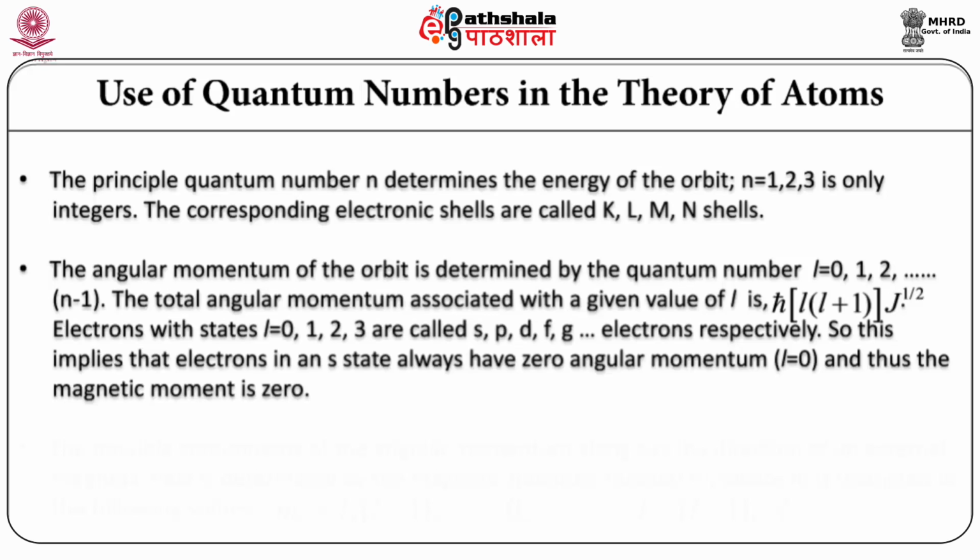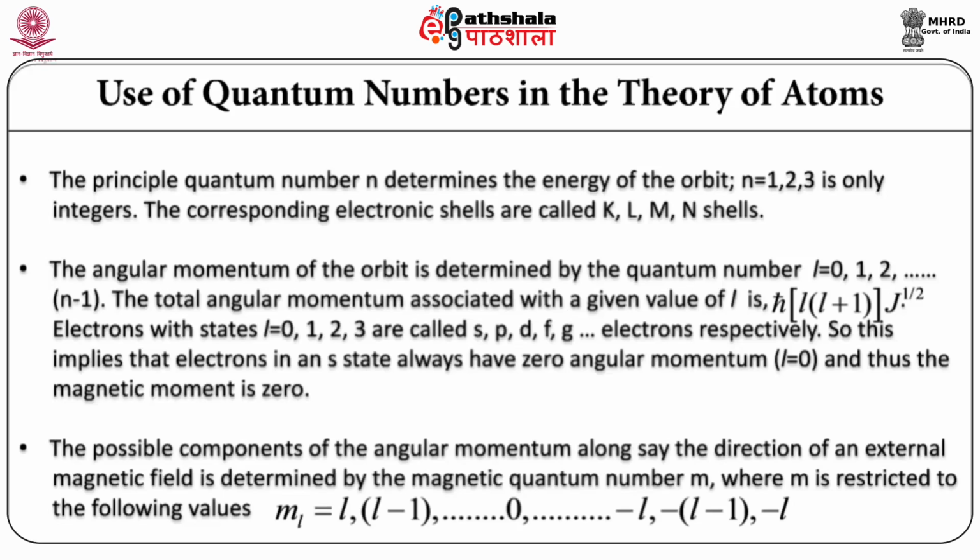A very important result. The possible components of the angular momentum along, say, the direction of an external magnetic field is determined by the magnetic quantum number m, where m is restricted to the following values. m subscript l, which tells you that m depends upon l, is equal to l, l minus 1, till 0, then minus l plus 1, minus l. So, basically what you get to see is that m_l is varying between plus l and minus l.